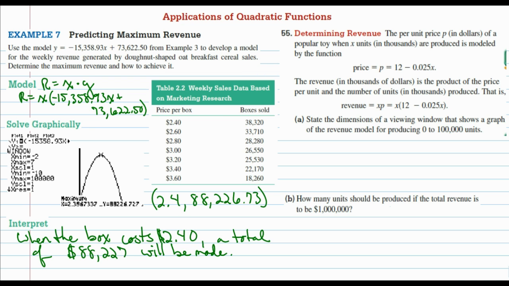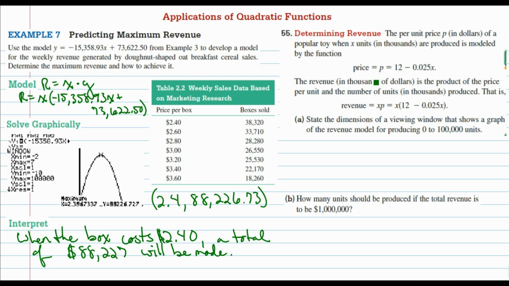The now try problem to go with example 7 is number 55, determining revenue. Well, this one already gives us a function. It says the per unit price P in dollars of a popular toy when X units in thousands are produced is modeled by the function. So basically, this is taking into account supply and demand. If so many are produced, people are going to want it more. If there's less produced, etc. So the price P is 12 minus 0.025x.